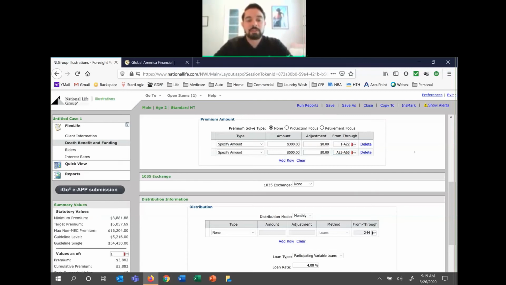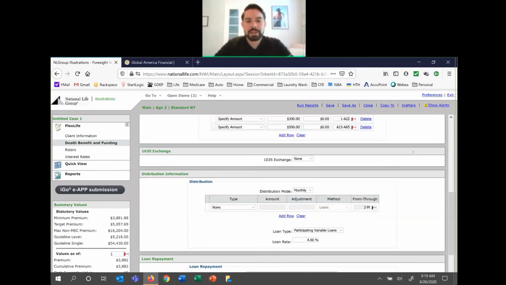So the parents maybe pay for it while they're in school, but then after school, they're able to put some more money in themselves, to help them plan and save for retirement, okay? We go to distribution. Let's do annual here. Let's go to specify amount. Let's put in that $100,000 like we did last time.